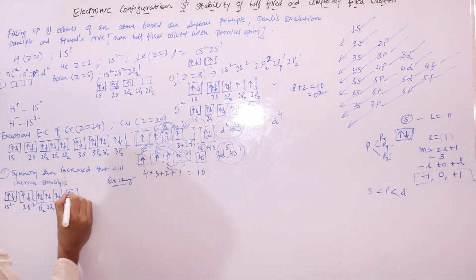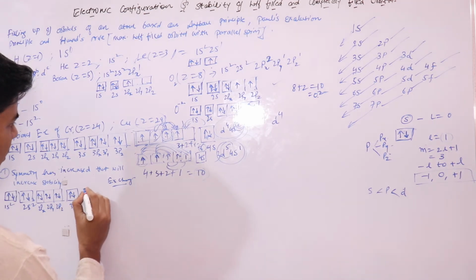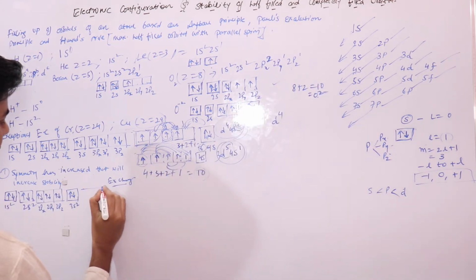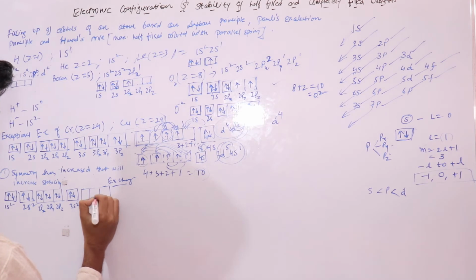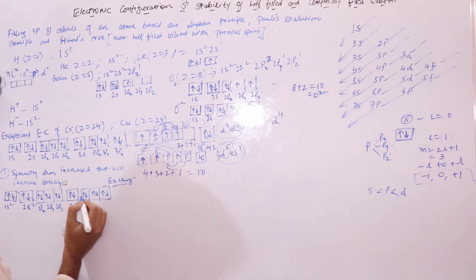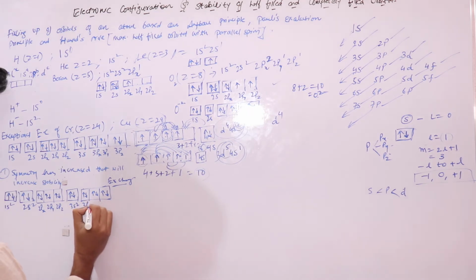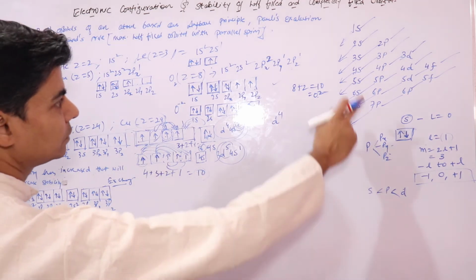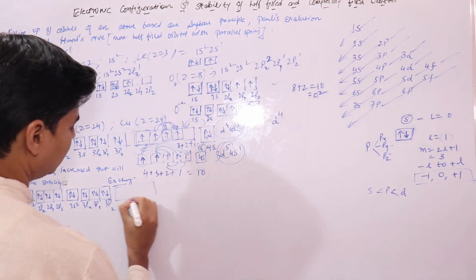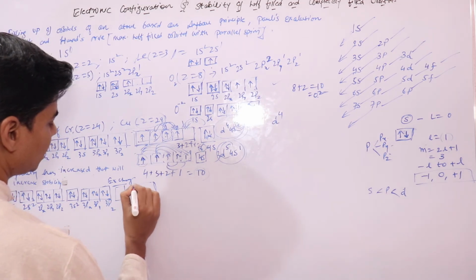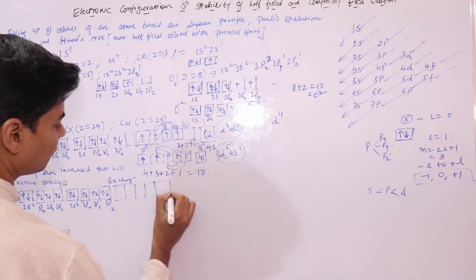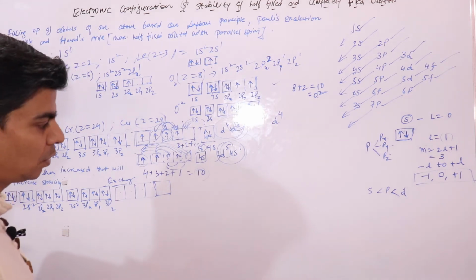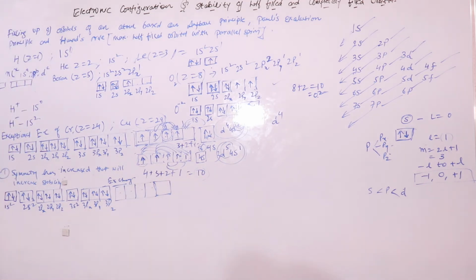Then you have 3s2, and after this you have 3p orbitals. We are following Pauli's exclusion principle by putting arrows up and down, 3px, 3py, 3pz. Then you have 3d. We know in the d subshell we have 5 orbitals. For 5 orbitals, how many electrons do we have? 10 electrons.